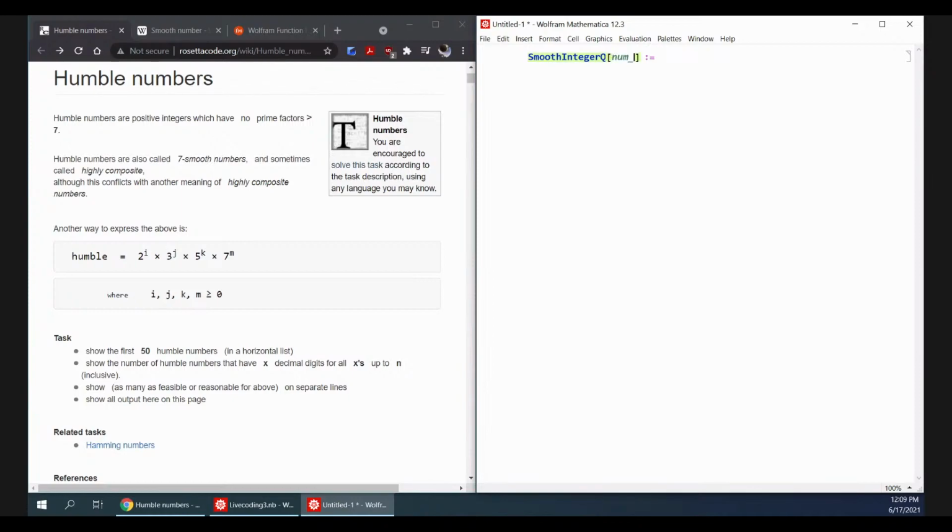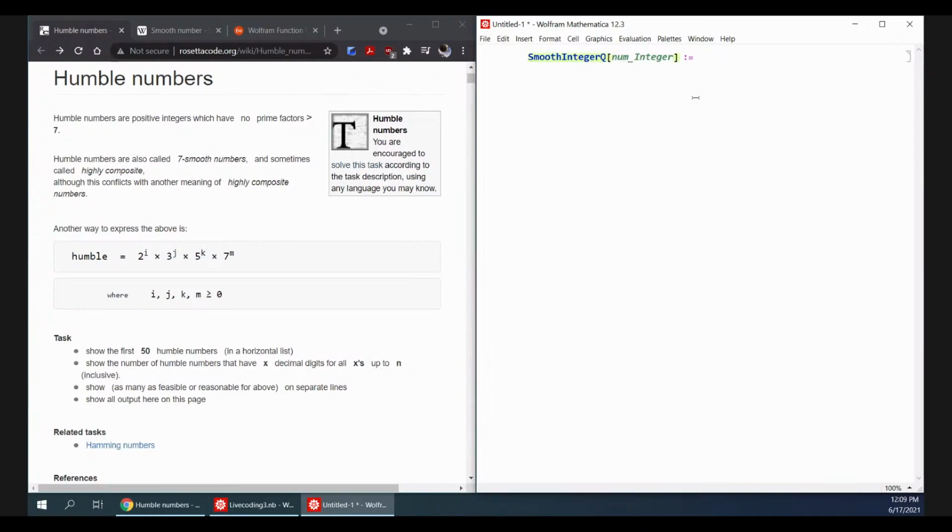So the way that we can do that is with pattern checking. This little underscore means it's some pattern that has one element, and this means that it has head Integer, which is an atom, if you know what that means in the Wolfram language. Little things like a or 1, those are atomic.